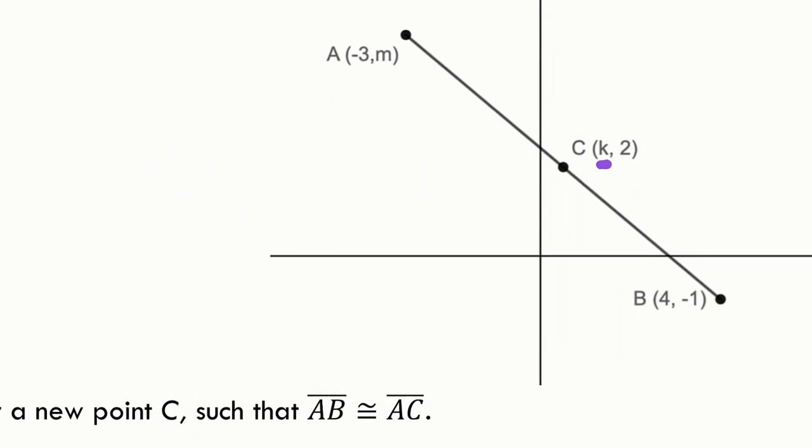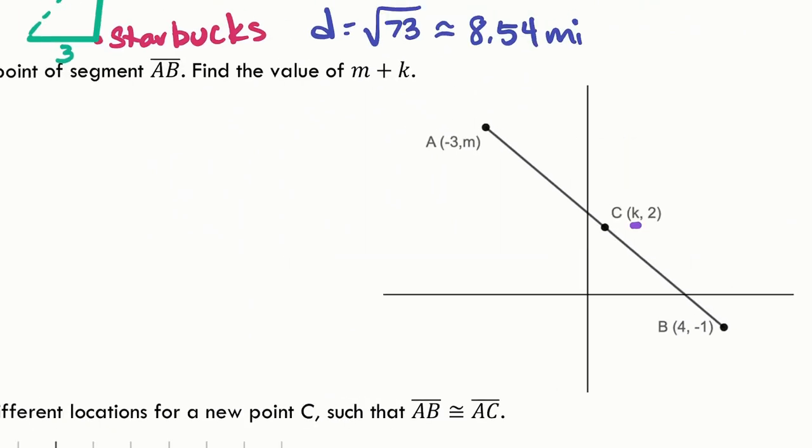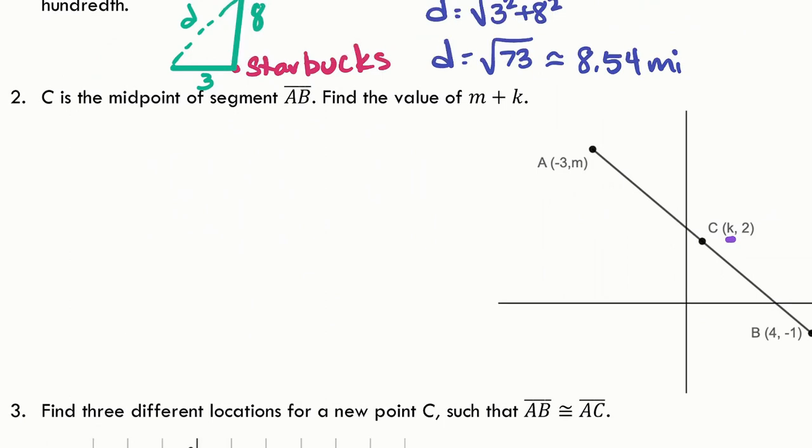How would we find the midpoint between -3 and 4? Just average them. Add them together and divide by 2, and that should give us k. So it looks like k is going to be 1/2.